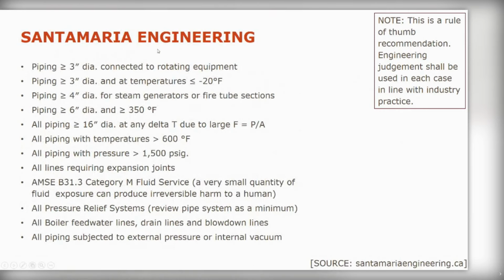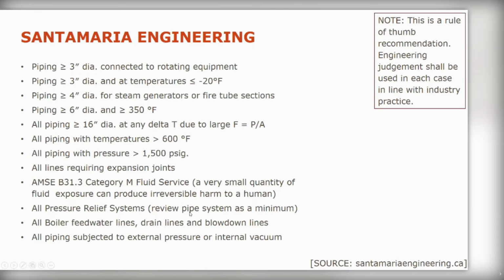Another experienced consultancy, Samantha Engineering, they give their view. I'm not going to go line by line, but you will have it on the slides that you can download after. But again, it's similar. There's nothing really here that's particularly different. It has a specific thing, all piping above certain pressure, so it's high pressure lines. It says anything that's in category M fluid. So this is very highly toxic stuff. So again, where a risk of a leak is very dangerous, then you want to do checks on it.